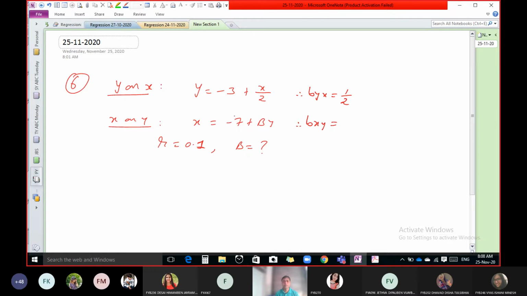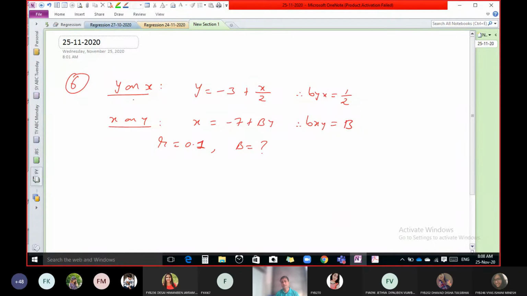What is bxy? See, this is the regression line of x on y. What is the form of x on y? X equal to a plus by. So what is the coefficient of y here? Here it is capital B. So bxy is capital B. But we want to find out b, and we know that these two are not equal. So our b is not the same as this. How can you find out b?